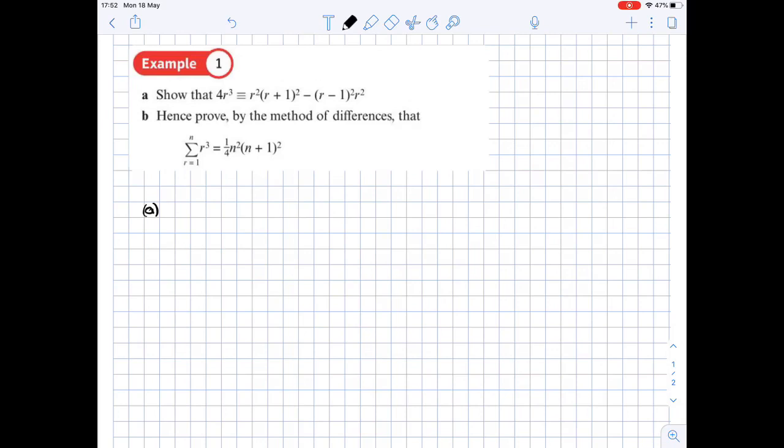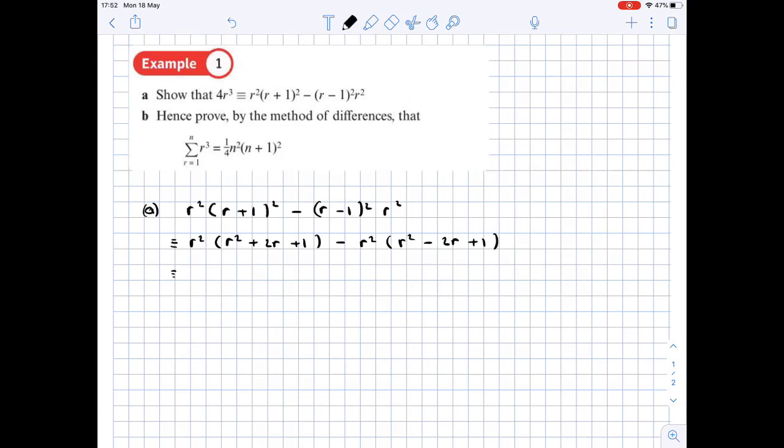We're given the identity that 4r cubed is equal to the right hand side, and we want to show that they are equivalent. In this case, I'm going to start with the right hand side. So multiplying this all out. At this point, it is best to be careful and take your time. So, r squared plus 2r plus 1. From this, we're subtracting r squared times r squared minus 2r plus 1.